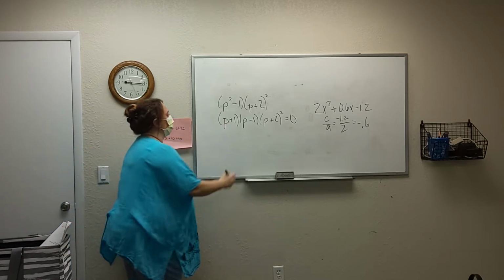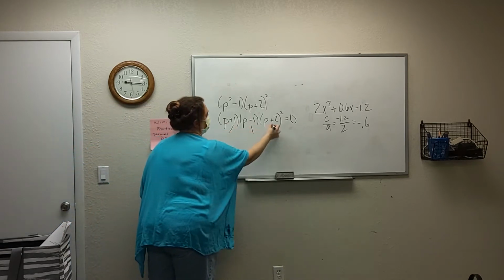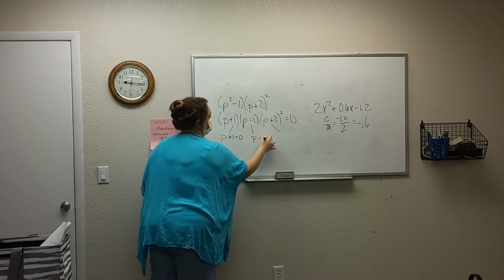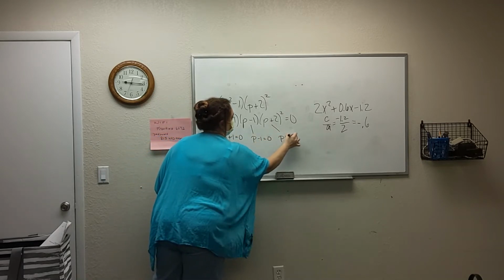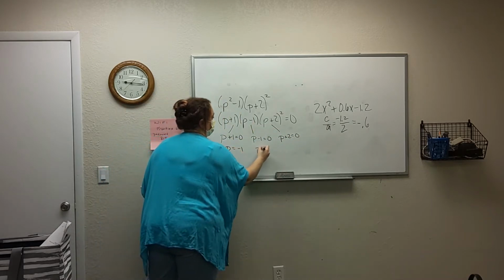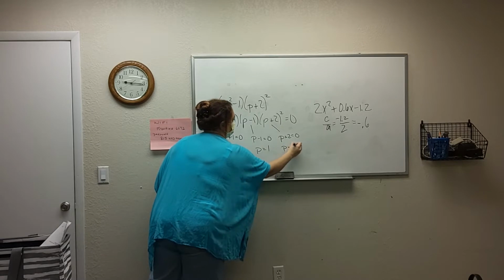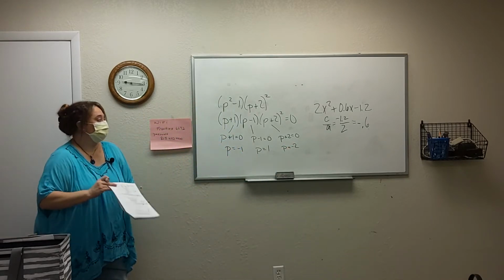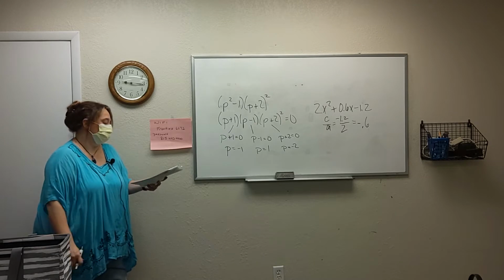So here, basically what we're doing is just setting each one equal to 0. So p plus 1 equals 0, p minus 1 equals 0, and p plus 2 equals 0. Solve each one for p. P is negative 1, p is positive 1, and p is negative 2. Those are your 3 roots. And then just look at your answer choices very carefully. And that should be C.